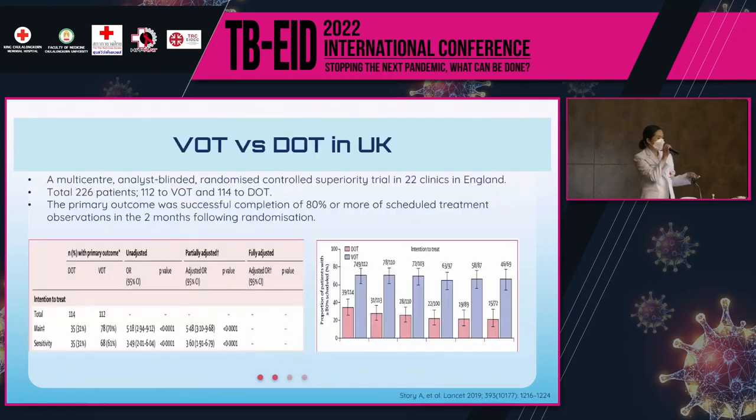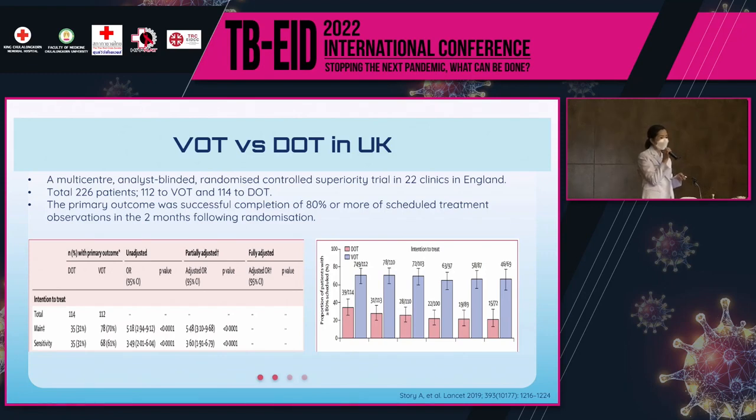And this is a study that compared video observed therapy versus conventional DOT, published in the Lancet in 2019. This is a multicenter, randomized controlled superiority trial in 22 clinics in England. They included a total of 226 patients, divided into 112 receiving VOT and 114 receiving conventional DOT. The primary outcome was successful completion of more than 80% of the scheduled treatment observations after 2 months following randomization.